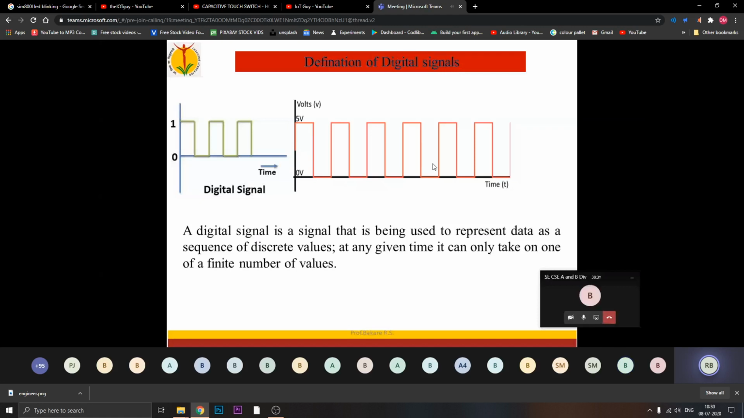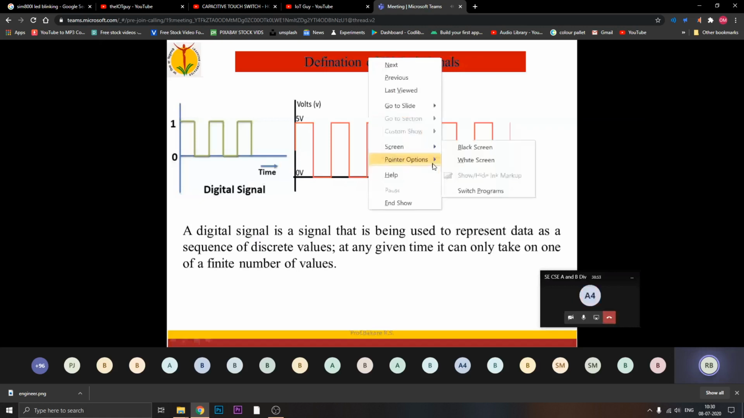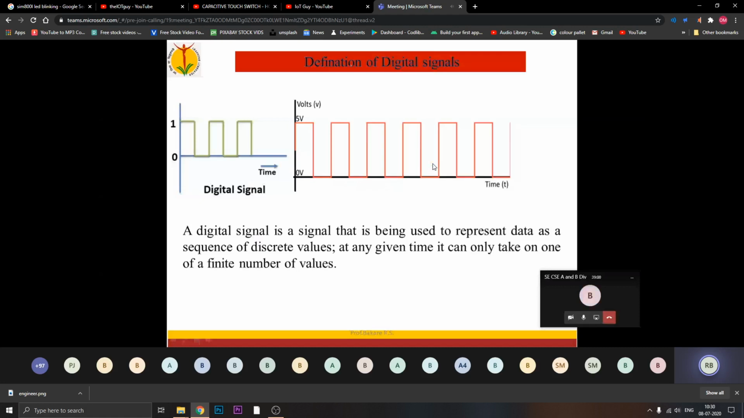Friends, definition of digital signal. I can define a digital signal in three terms: in a voltage form, in a number form, and in high level or low level. I request you all, please listen carefully. When I define it in terms of voltage, a digital signal has two voltages, either 0 volt or 5 volt.